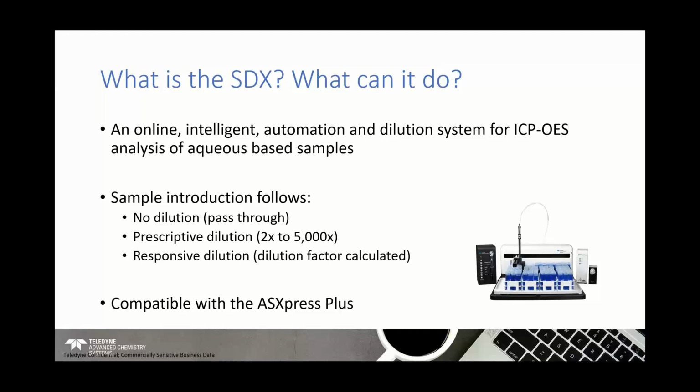And then we have the third option, which is our responsive dilution. I'll provide you with more information on this as we go further along. But with the responsive dilution, the dilution factor is variable depending on what's required for that sample as and when it's failed some criteria in the batch analysis.